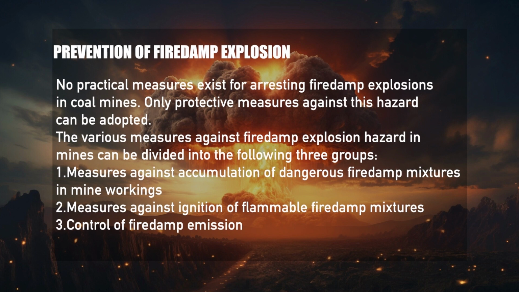Measures against accumulation of dangerous fire damp mixture in mine workings. Measures against ignition of flammable fire damp mixture. Control of fire damp emission. If we come to the first point, first of all we have to prevent the accumulation of fire damp in any part of the mine working, because if there is a sufficient accumulation of fire damp, then it is possible to form an explosive mixture and cause a fire damp explosion.